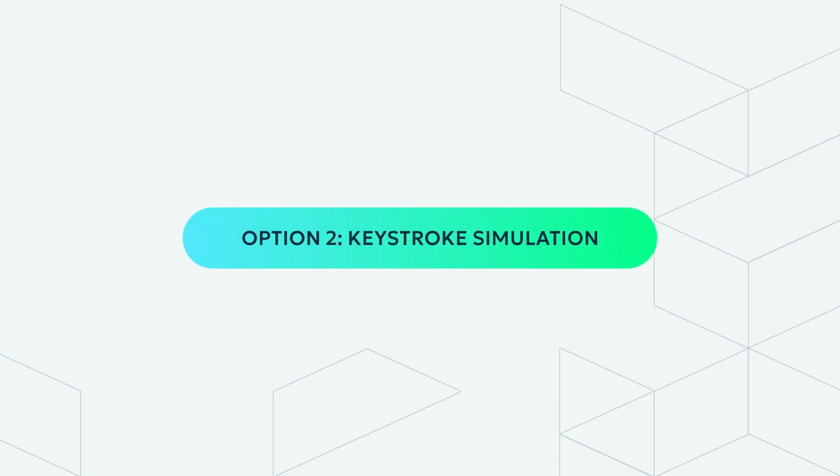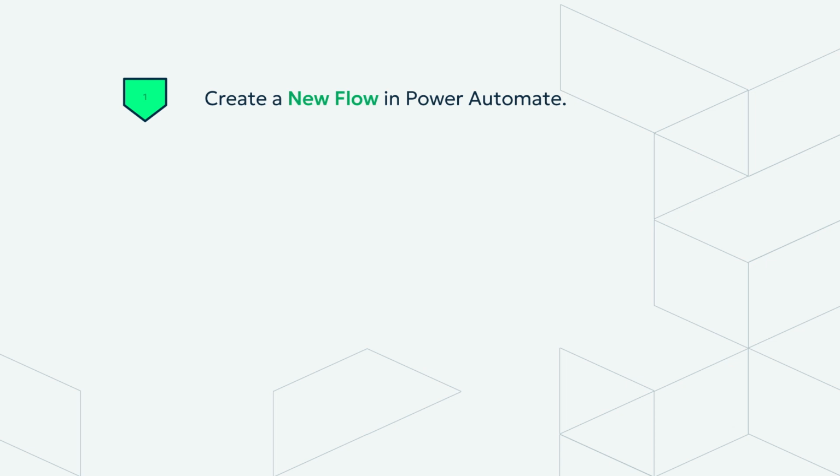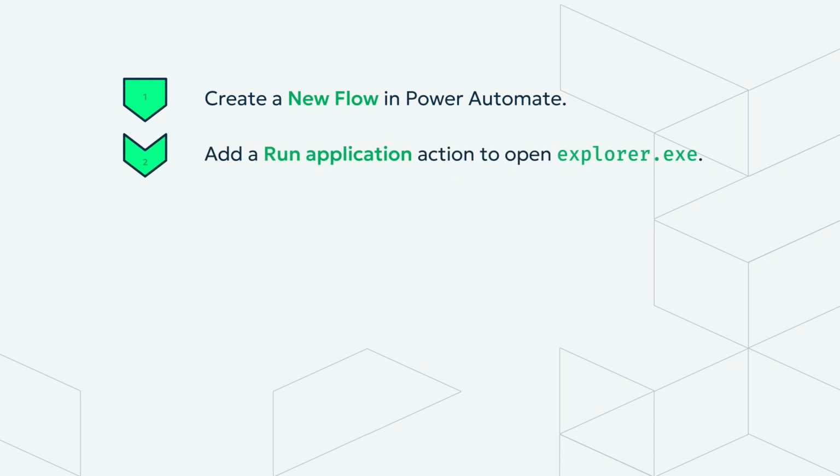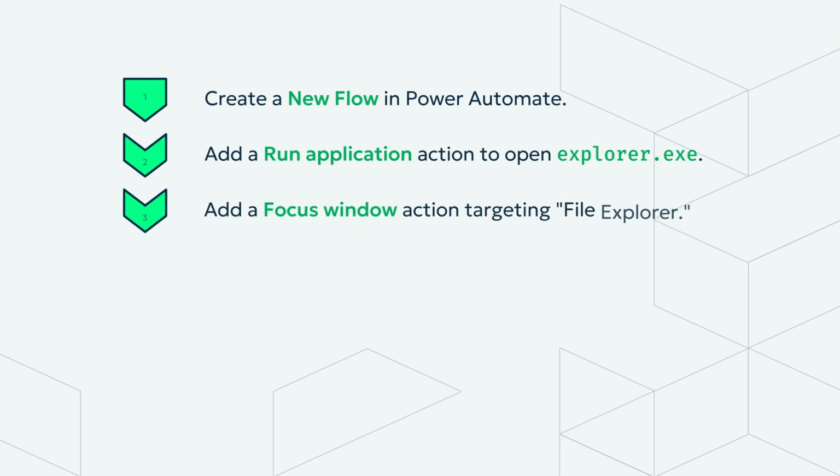Option 2. Keystroke simulation. You can use the built-in Power Automate tool to simulate the Alt+P keystroke for automated toggling. Create a new flow in Power Automate. Add a Run Application action to open Explorer.exe. Add a Focus Window action targeting File Explorer.